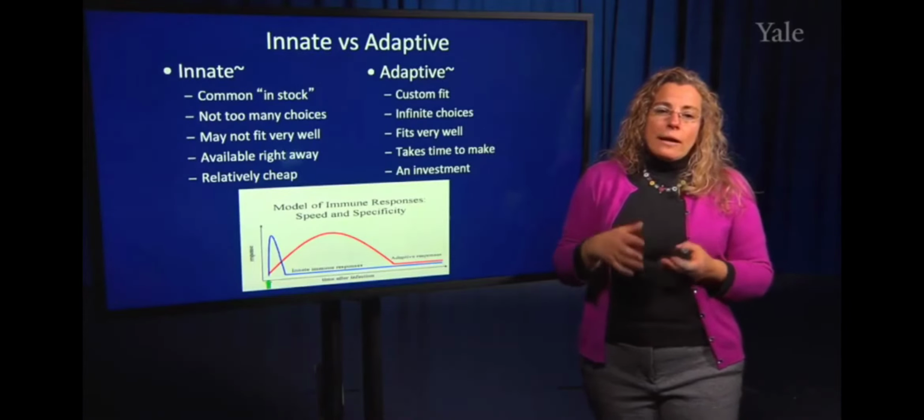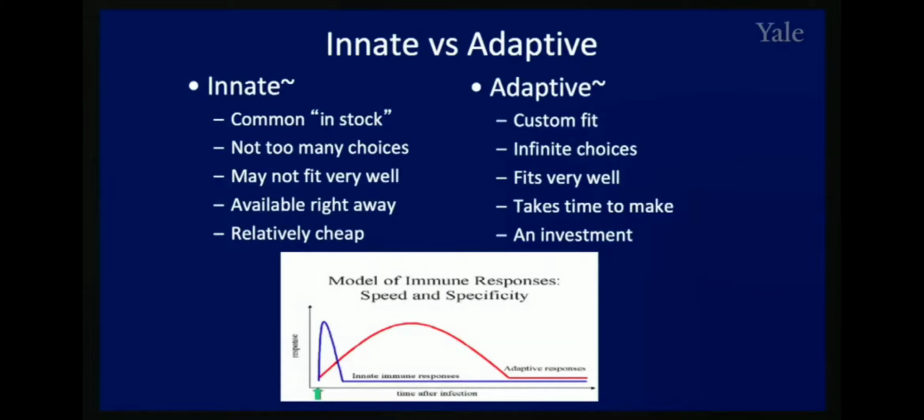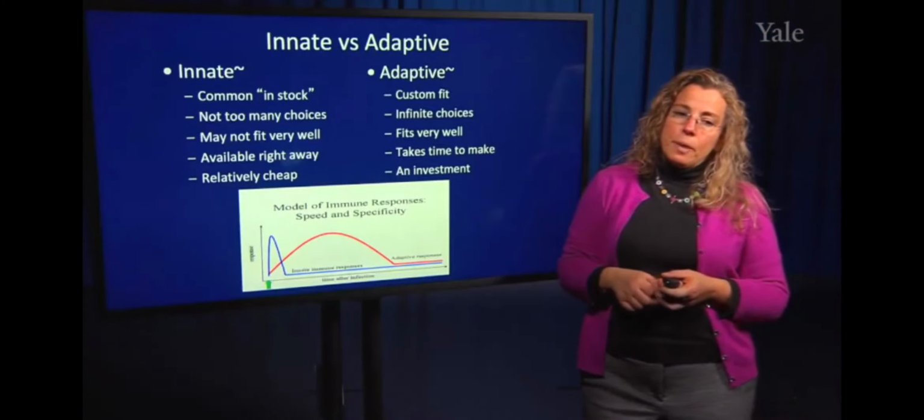So if you want to compare innate and adaptive, first of all, you can see the innate response comes up early and fast and then quickly goes away. The adaptive response takes a long time to get going and a long time to sort of decline, but it never goes back to baseline. This red line here is above the blue line, and that's your memory response.